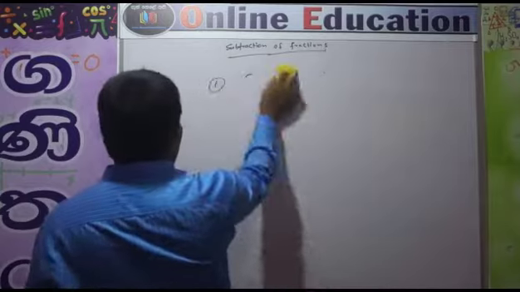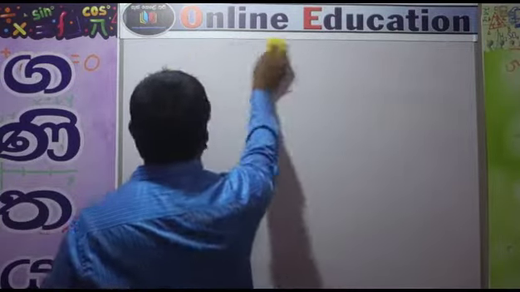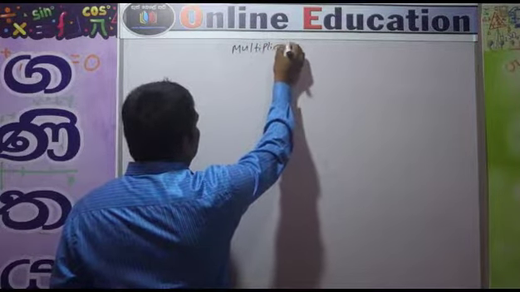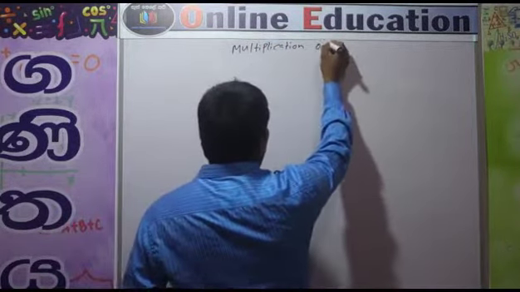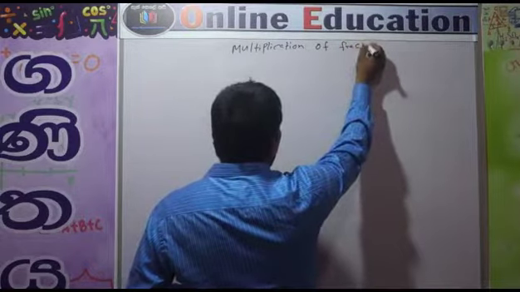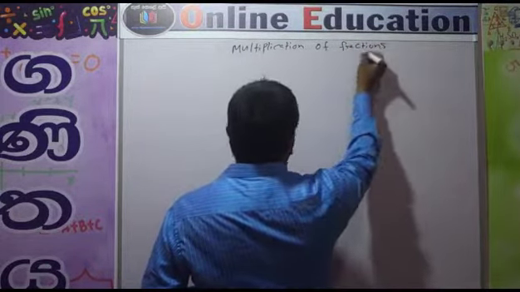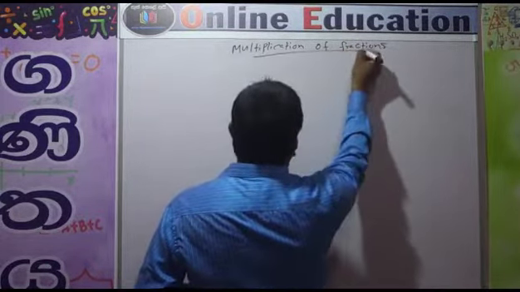Okay, now we are going to discuss multiplication of fractions. Example 1. Very easy. Most of the students, what they are doing is they are going to get the common denominator for the multiplication also. That's very wrong. Very wrong.